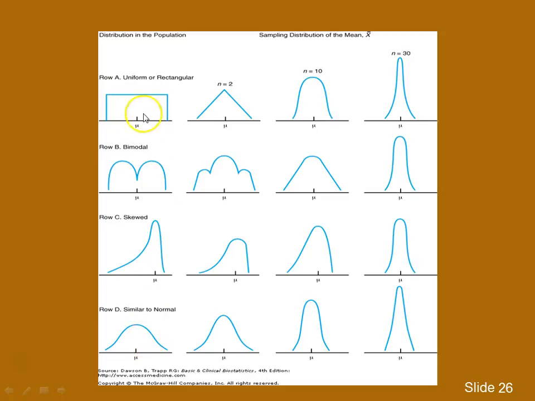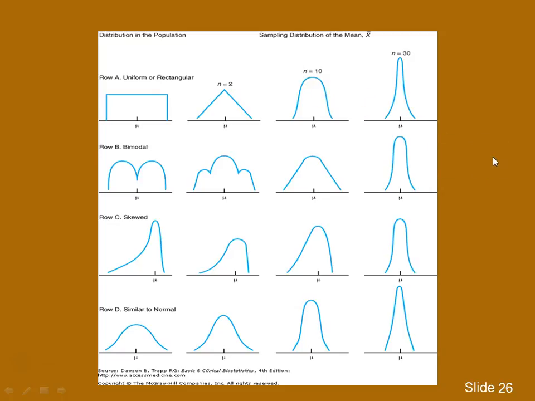Down the left-hand side here, we have 4 different populations with different shapes. Here we've got a uniform distribution, here we've got a bimodal distribution, here we've got a skewed distribution, and here we have one that's fairly normal. It then shows you what the distribution of the sample mean x bar looks like for n equal 2, n equal 10, and n equal 30. And by the time you get to n equal 30, all of these sampling distributions have a very familiar symmetric bell shape to them. In fact, some of them are even getting more bell-shaped by the time you get to n equal 10.